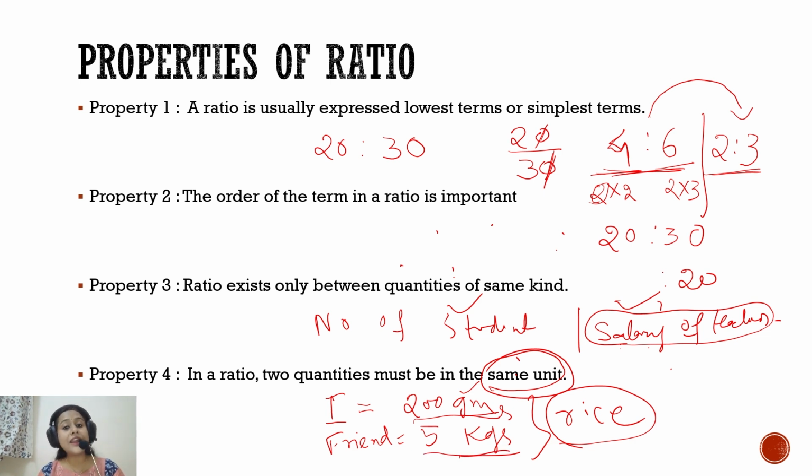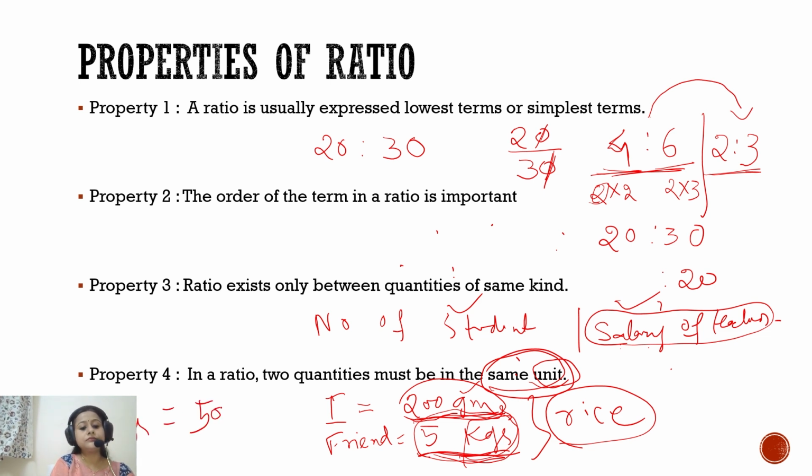To write a ratio, we always have to convert the two quantities into the same unit. Here the units are different. For me it's grams, for my friend it is kg. So either I have to convert the 200 grams into kg, or I have to express the 5 kg in grams. It is better, I will take 5 kgs equal to 5000 grams, right?